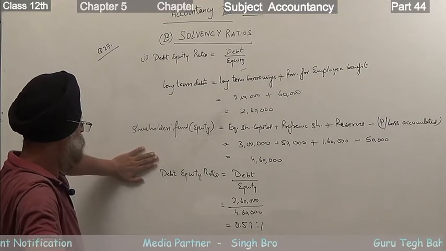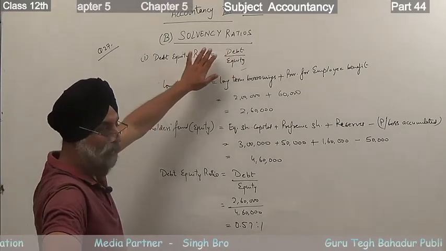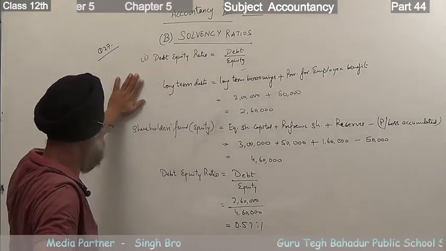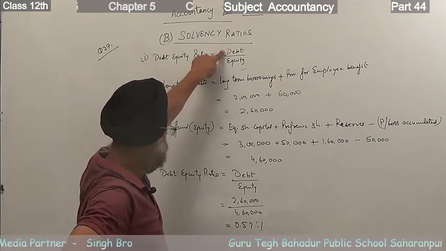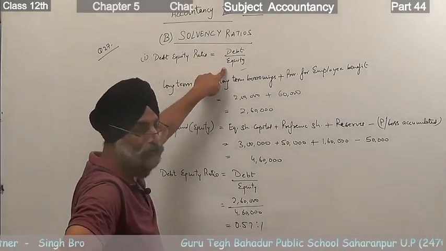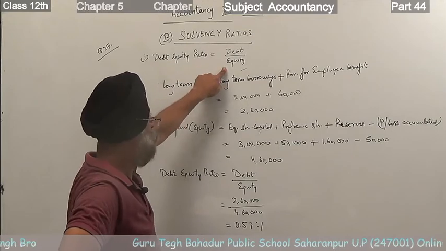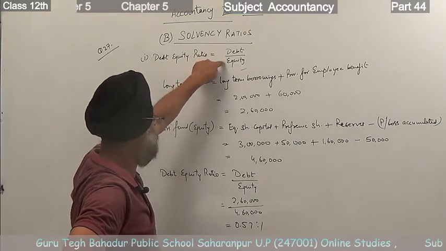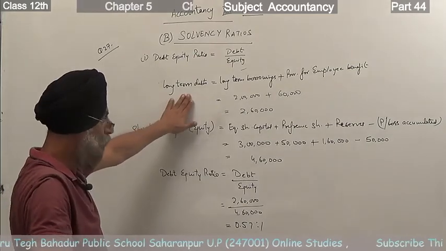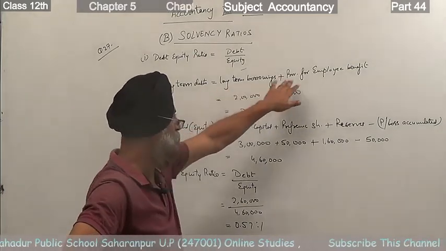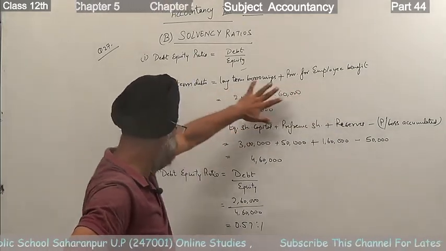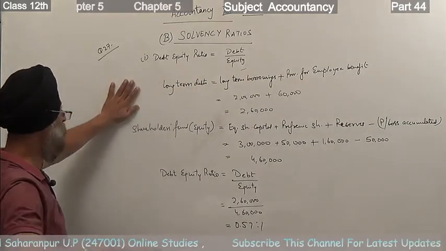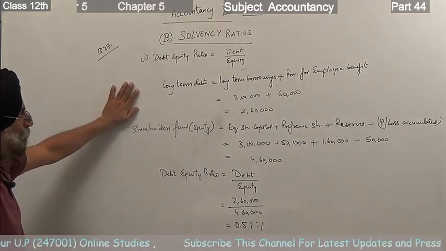This is under the solvency ratio. In solvency ratio, this is the first ratio, debt equity ratio. Take the long term debts by equity. Equity means total shareholder fund, and in the numerator it is long term debts, not total debts, long term debts. In long term debts, according to the question, all the long term borrowings plus provisions for employee benefit are to be added. So in this way, we will find the debt equity ratio of the company.